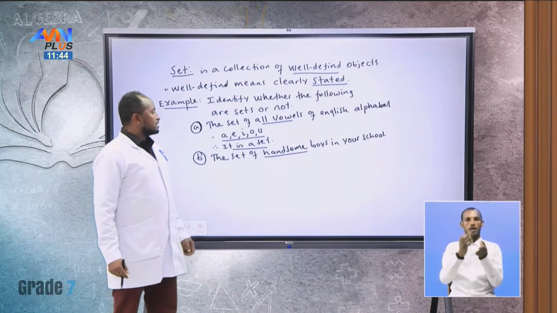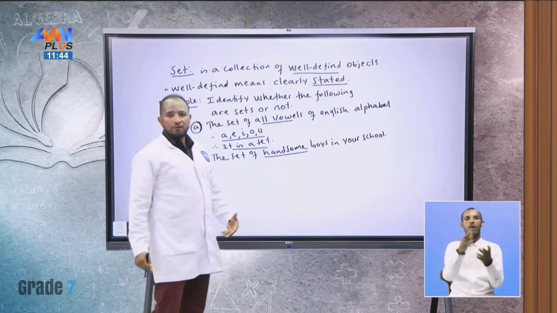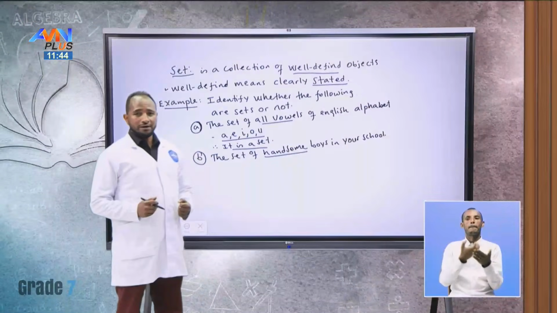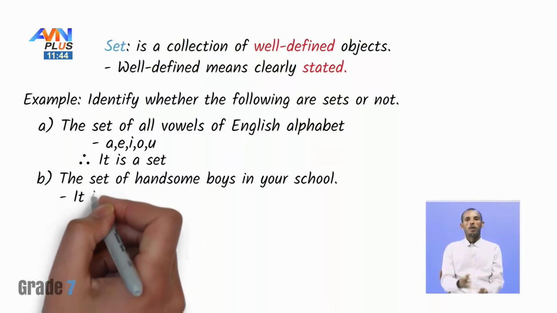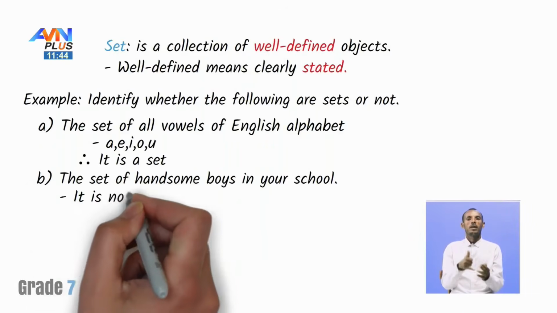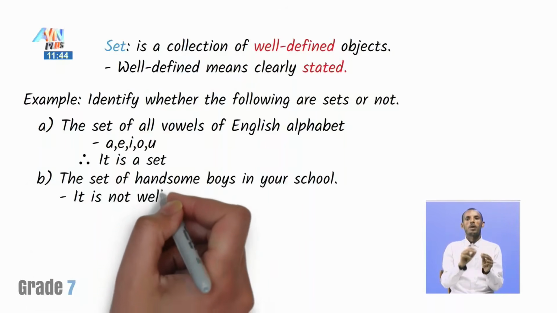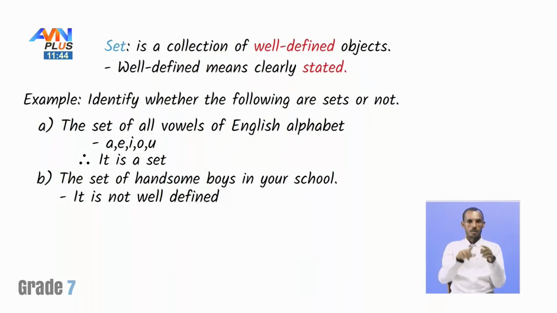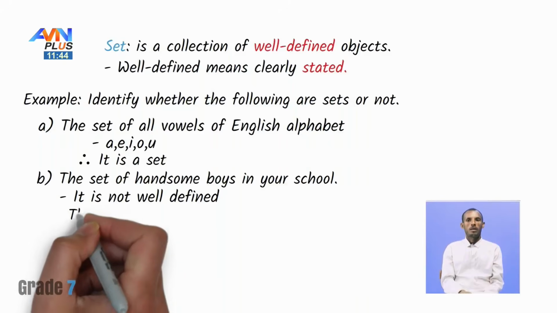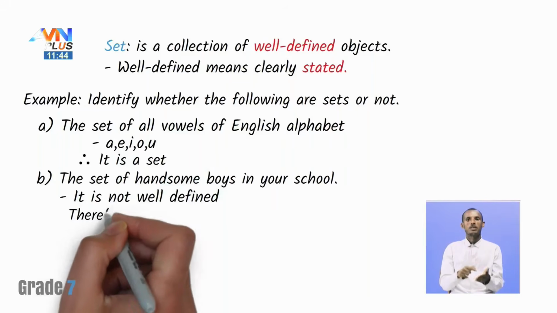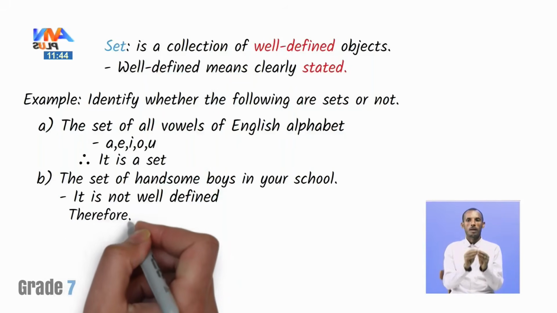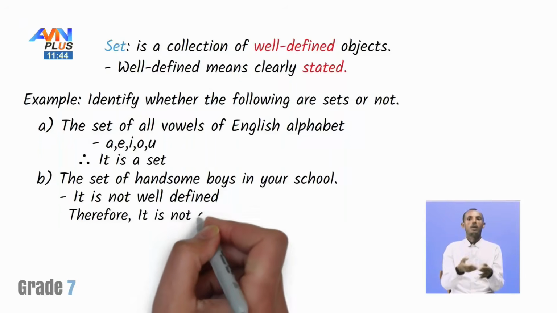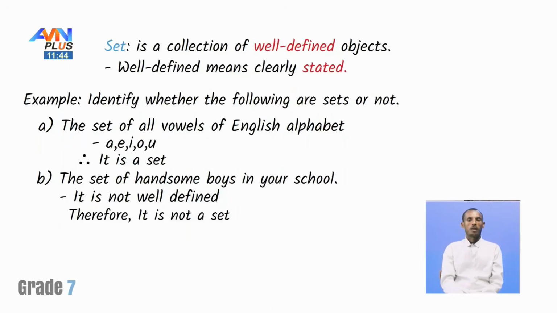So we can't list the members of this set. So it's not well defined. The elements of this set cannot be stated clearly. Hence, therefore, it is not a set. Okay, now let's proceed to the next question.